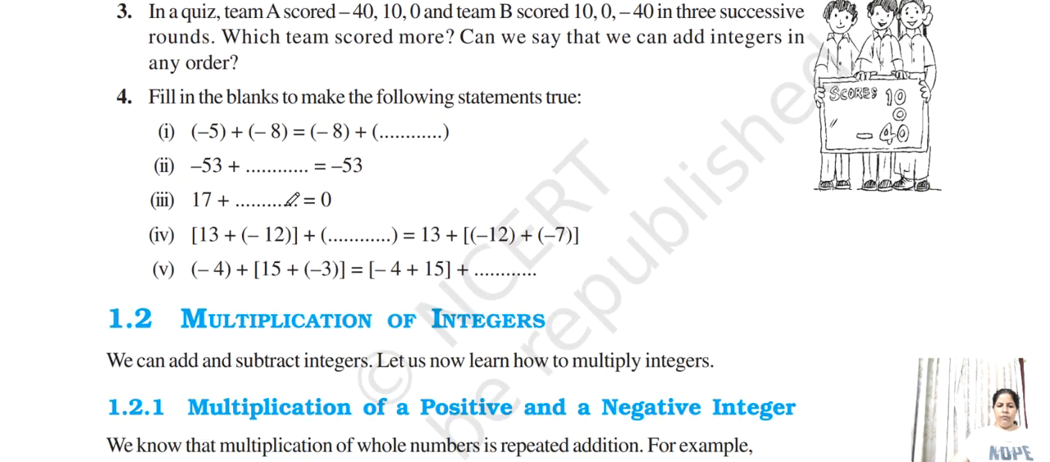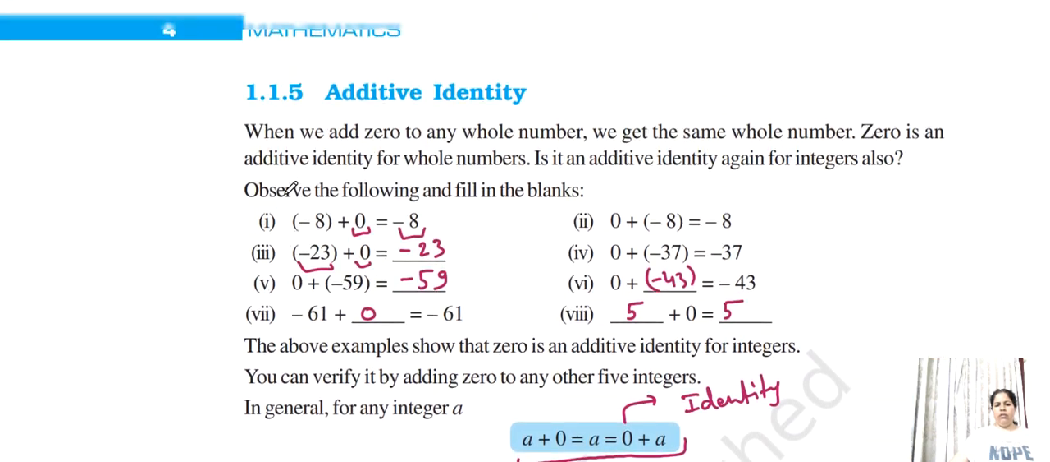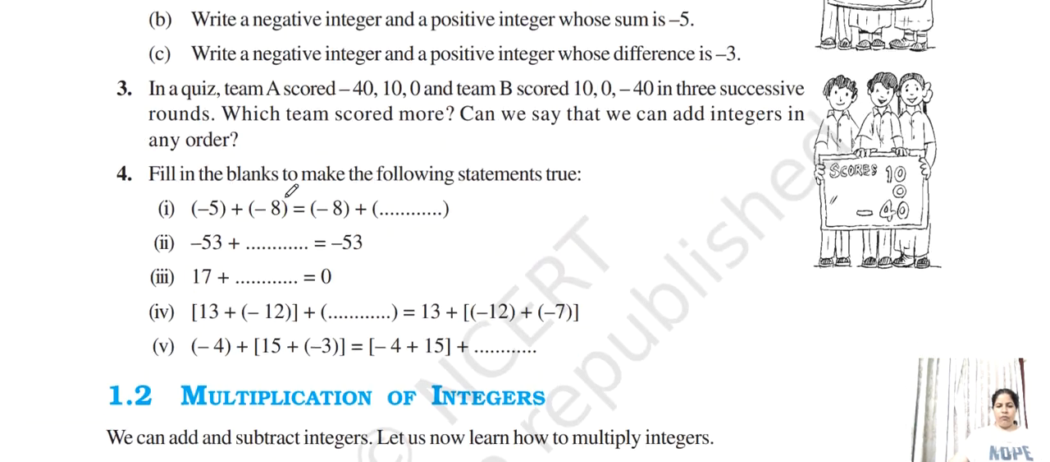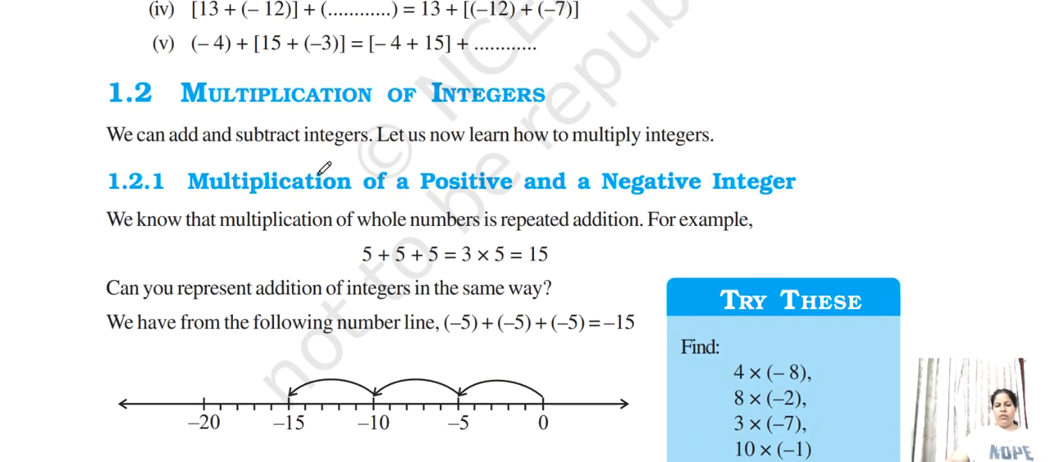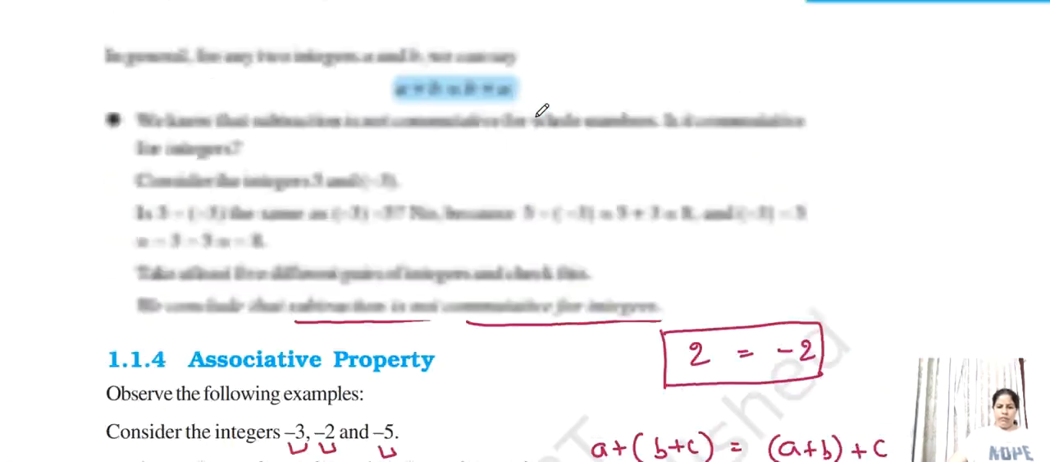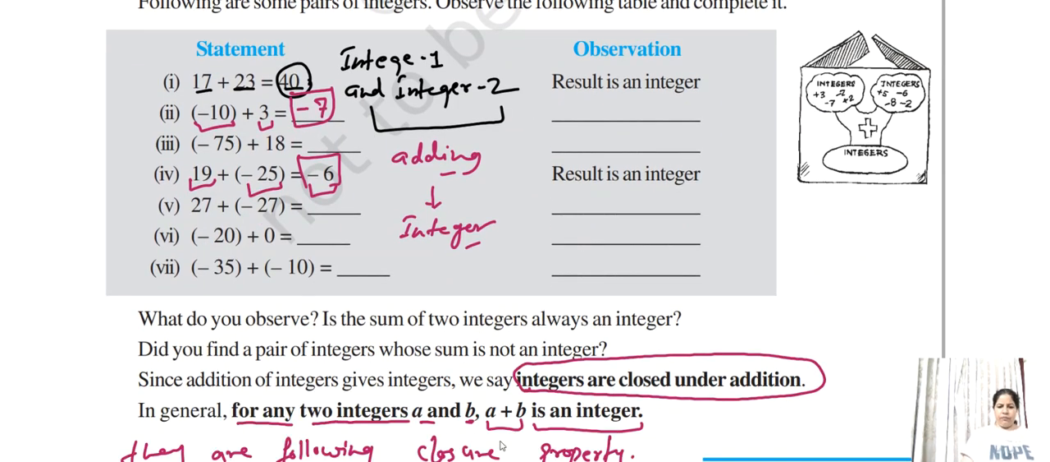Okay, so that's all about addition and subtraction of integers, closure property, associative properties and all. Fine. So again, in another video we will go for multiplication of integers and other things. Okay, so till then, revise this chapter and we will meet again. Till then, see you. Bye.